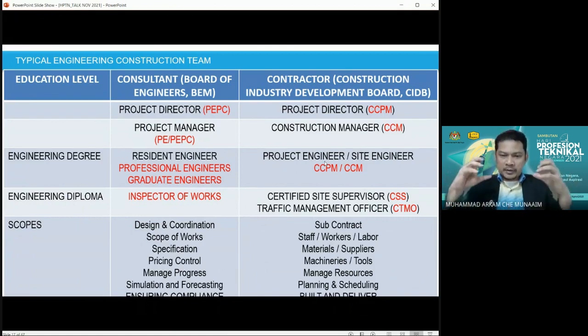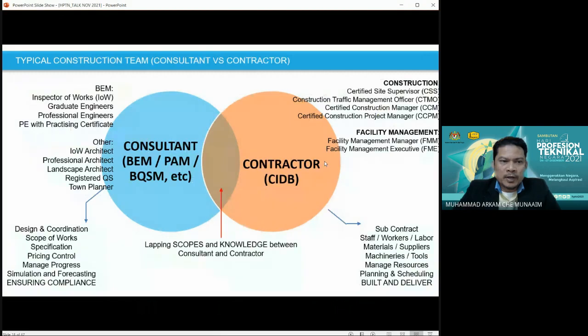If you understand this, I'm quite sure you will know what we are now proposing. In this talk, we want to know the function of these two. I just repeat the previous two slides on the design coordination works from the consultant scopes, and then the contractor will be on the contract to build and deliver, with the consultant ensuring compliance. There is an overlapping scope of knowledge between these two. We understand how the contractors work, and contractors also understand how the consultants work.